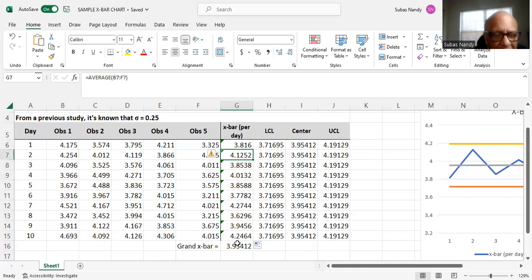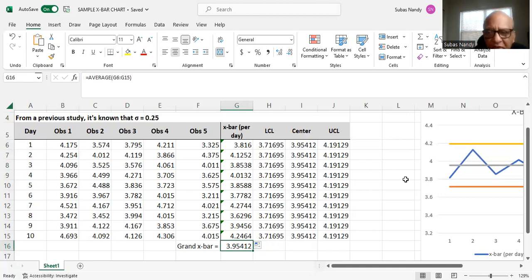Now I will calculate the grand X bar, that is the average of all averages. The formula is average G6 through G15, column G, row 6 through row 15. It's called grand X bar because it's the average of all daily averages.